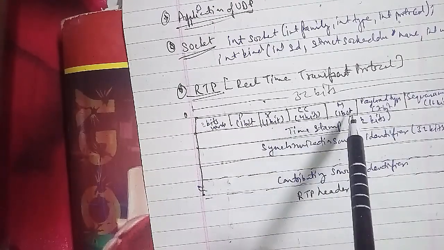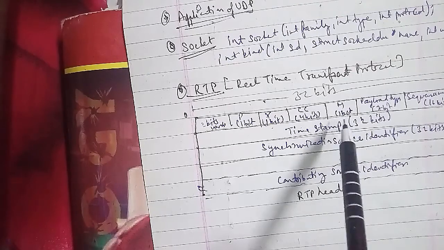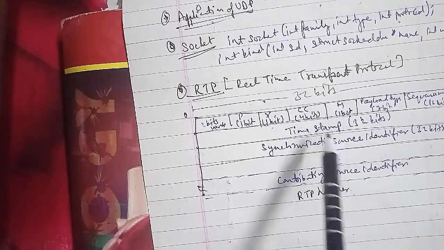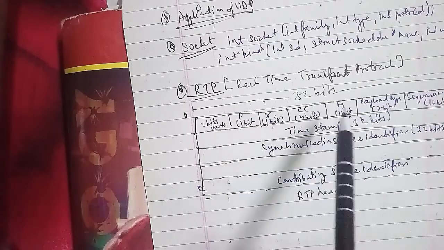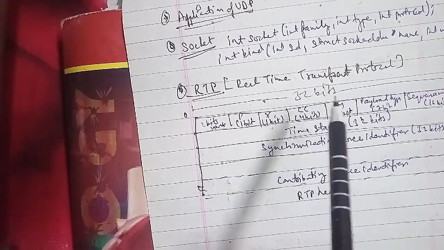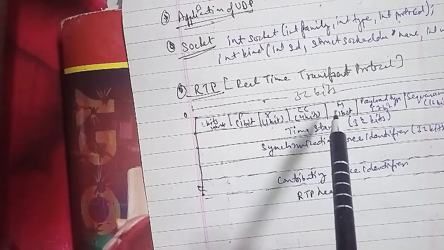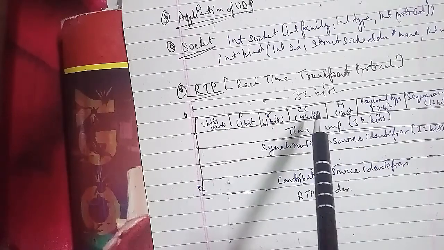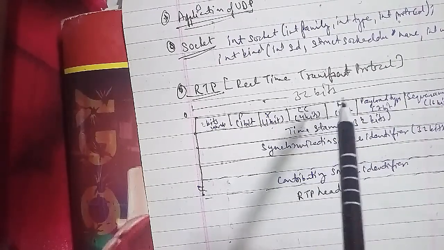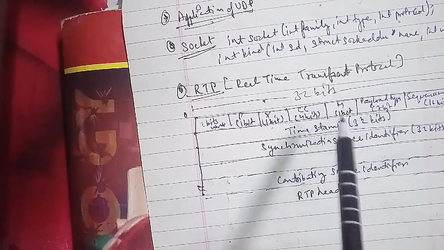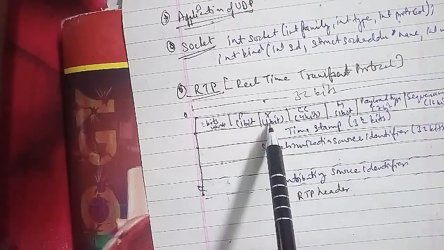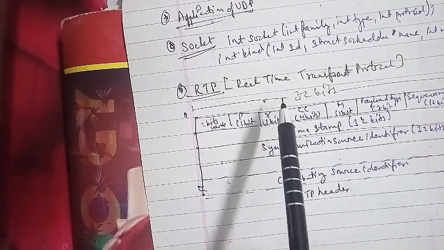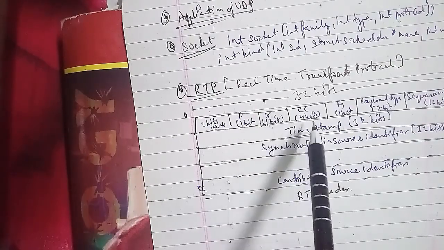The size of the version field is 2 bits, and it indicates the version number; the current version is 2. The P bit has a size of 1 bit and indicates that the packet has been padded to a multiple of 4 bytes. The X bit is again 1 bit, and it indicates that the extension header is present. The CC field is 4 bits in size and indicates the number of sources present, and the range is from 0 to 15.